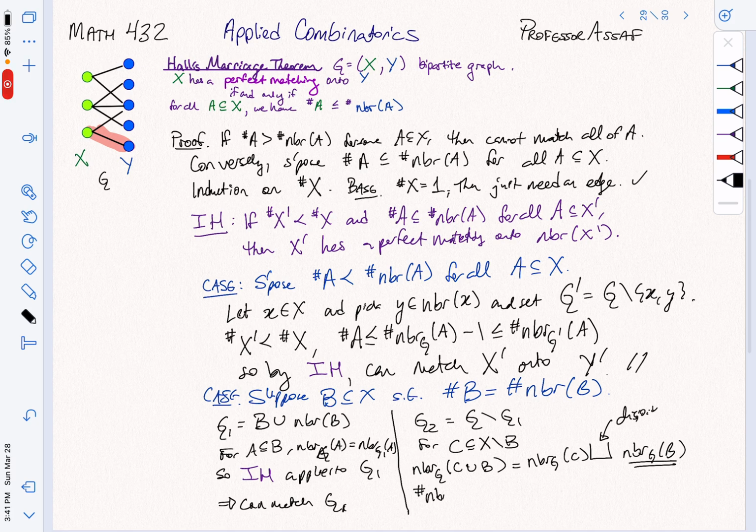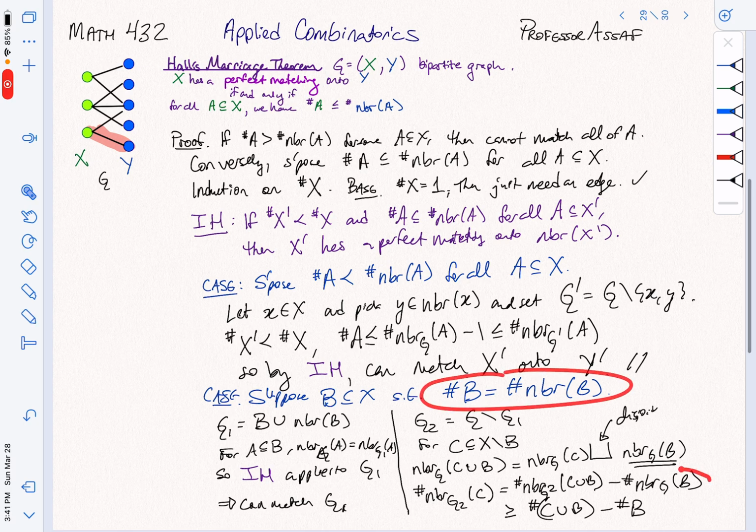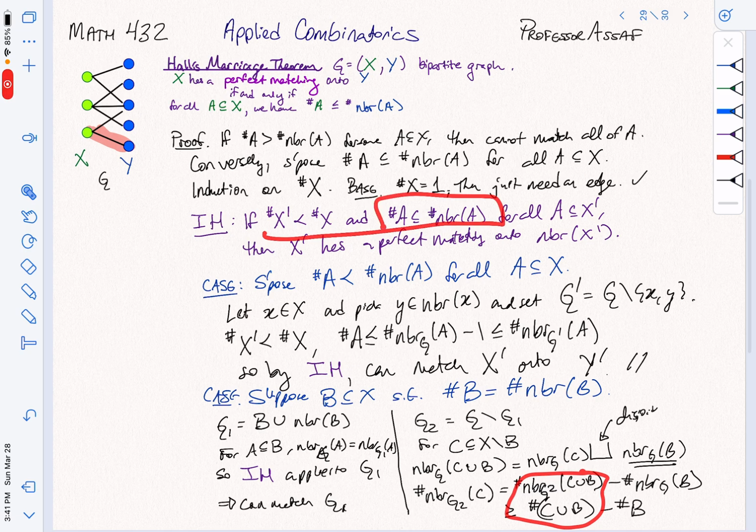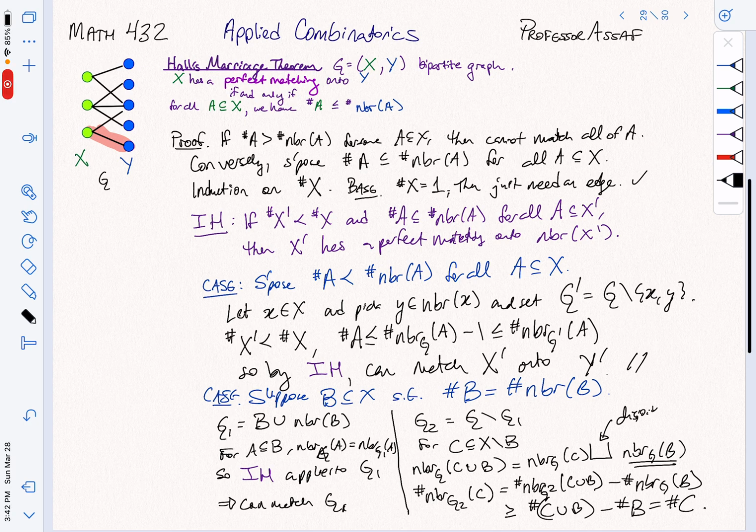So the number of the neighbors in G2 of C is going to be the number of neighbors in G of C union B minus the number of neighbors in G of B, which is greater than or equal to the size of C union B by the condition on G, minus the size of B by the hypothesis of the case that we're in. So here, that's where I'm letting these be equal. And this is using the condition that I have on G, which is up here. Okay? But now we can add those up. So that is going to be equal to, because B and C are disjoint, the size of C. So yeah, the inductive hypothesis applies here as well, because here the neighbors are greater than or equal to the set.